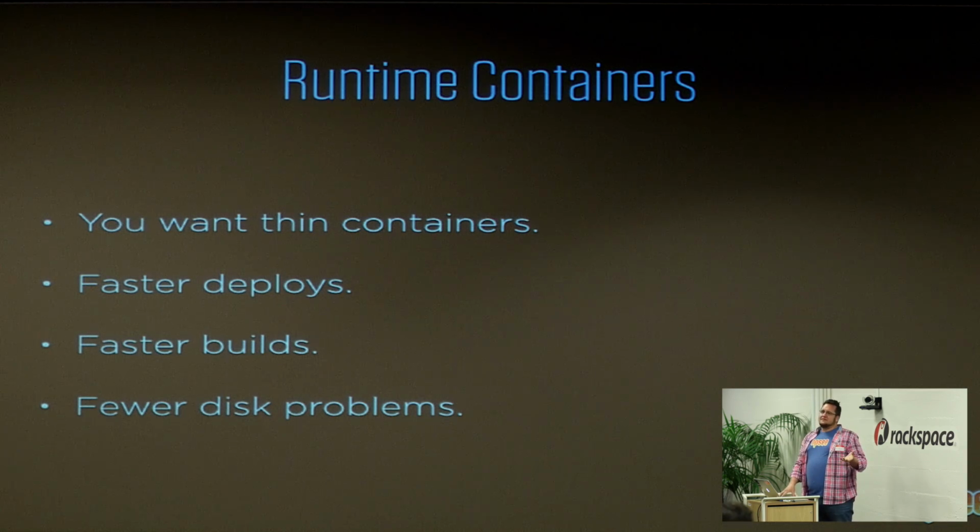So thin containers, even if you're deploying a bunch more containers, it's going to be a lot faster. Just because we're building smaller deployable objects, they're going to build faster, they're going to ship faster. And yeah, if you have thin containers, you're going to end up with a lot less operational problems like running out of inodes and running out of disk space.